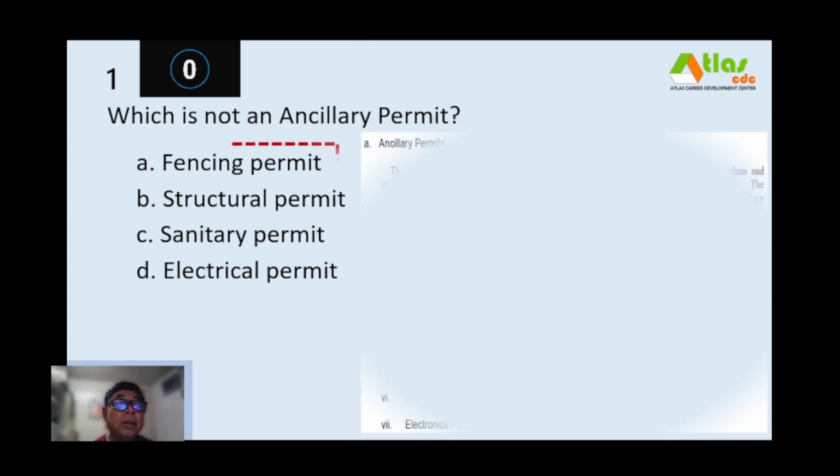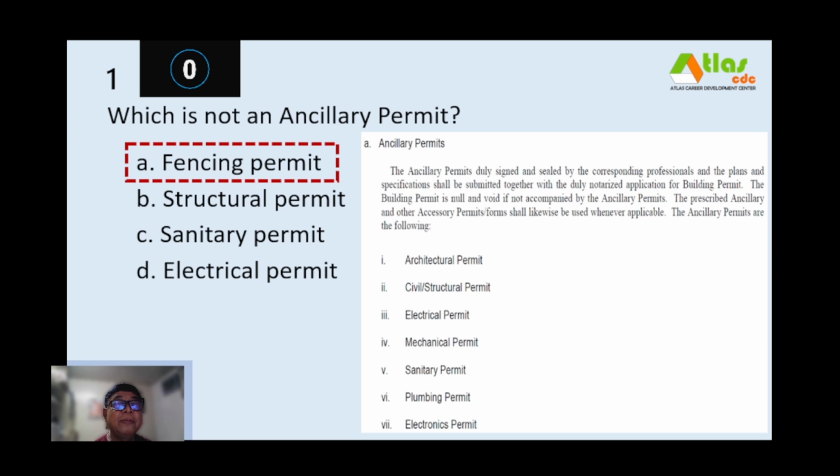And our correct answer is letter A, fencing permit. So fencing permit is an auxiliary permit. Now, the others are part of the ancillary permits, which are to be duly signed and sealed by the corresponding professionals, and the plans and specifications shall be submitted together with the duly notarized application for building permit.